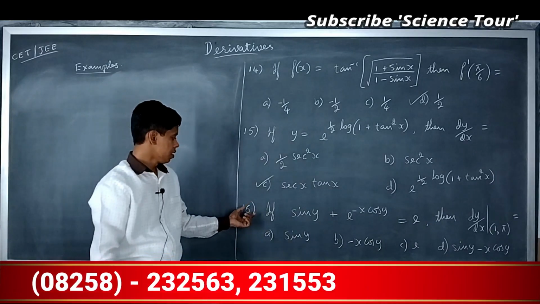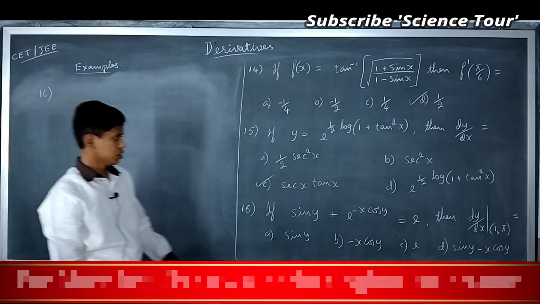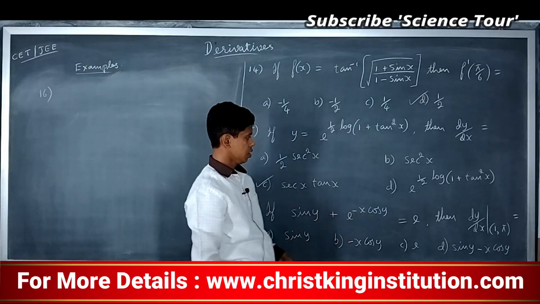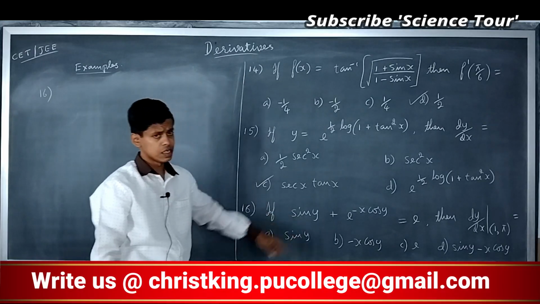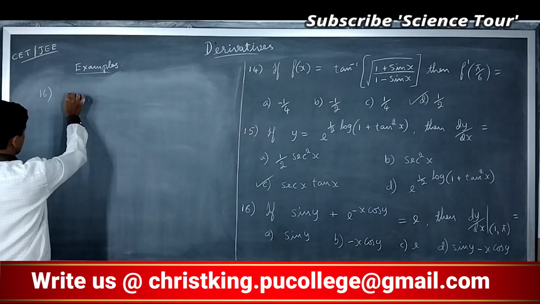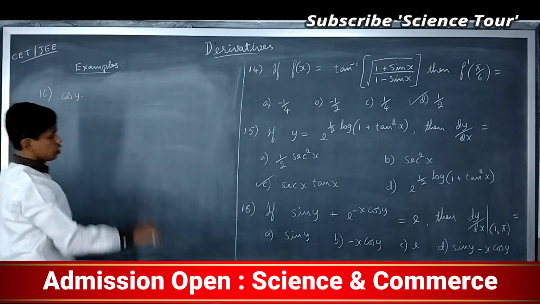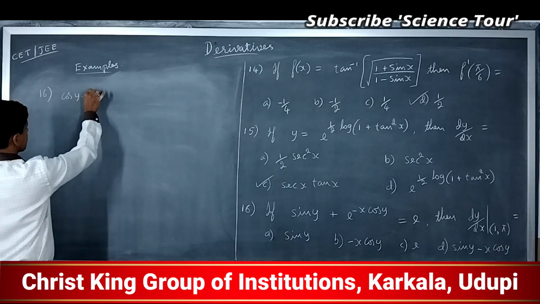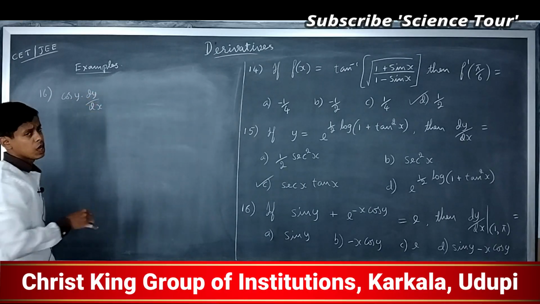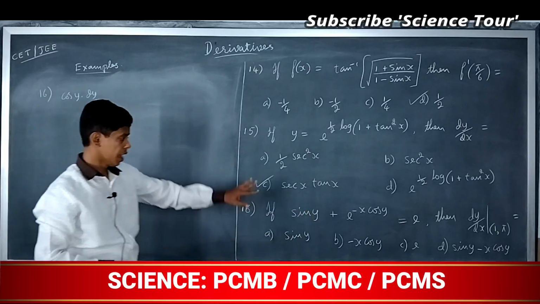Alright, let's begin with the 16th question, and you have once again exponentials here, so differentiate with care. Now first, derivative of sine. Derivative of sine is cos into derivative of y. So derivative of y is dy by dx. Please don't forget this. Whenever you have y, an implicit function, you have to differentiate that as well.